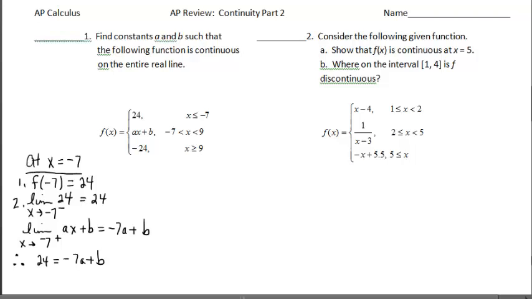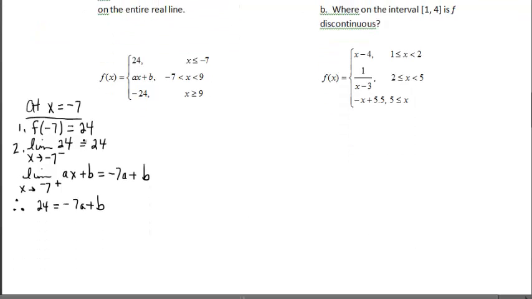Okay, well, that's as far as we can get at x equals -7. The third part of the continuity test just says that part 1 and 2 must be equal. Well, it's like restating what we have here. It's saying that f of -7 must equal this limit of -7a plus b. So if you wanted to write it again, that's all we're doing. But we can't solve this because we have two unknowns and only one equation. Okay, but that's why we have three pieces.